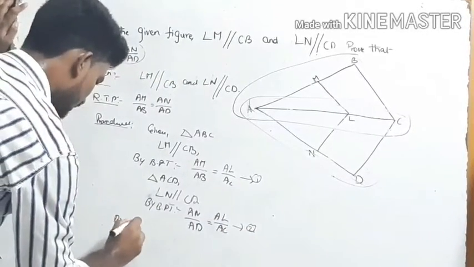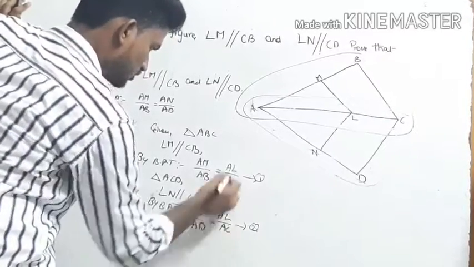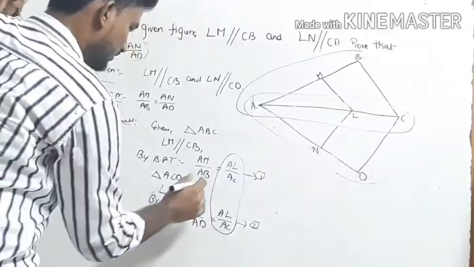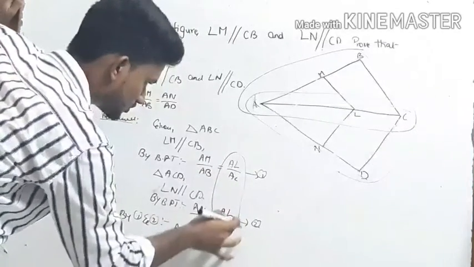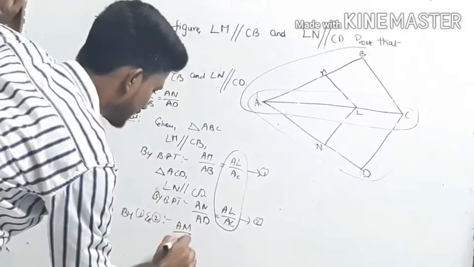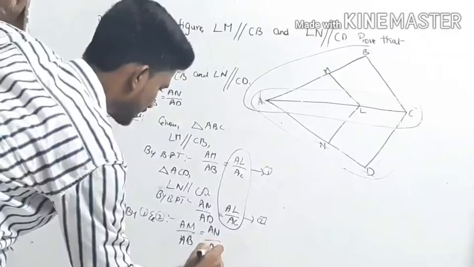By equations 1 and 2, AL by AC is the same in both, so these two must be equal. If these two sides are equal, then this is also equal. You can write AM by AB equals AN by AD.